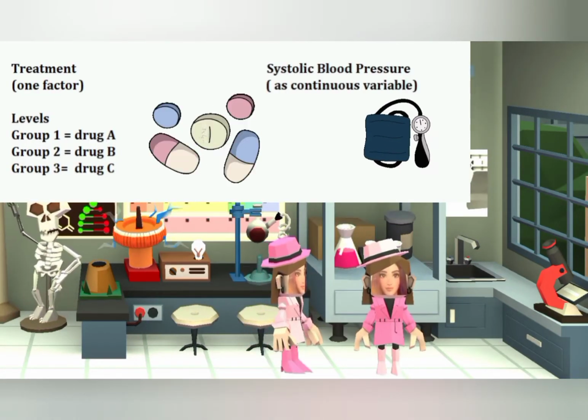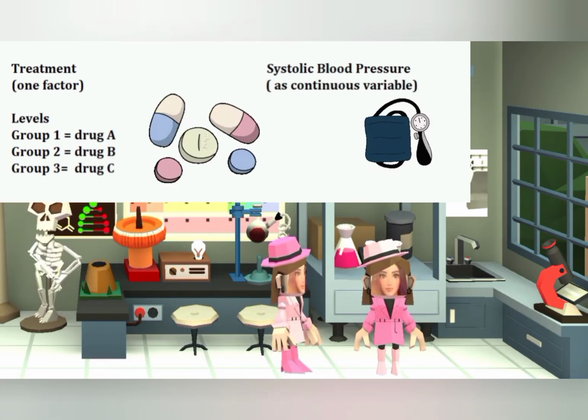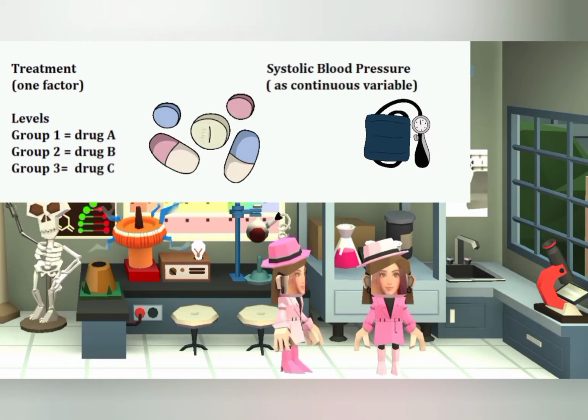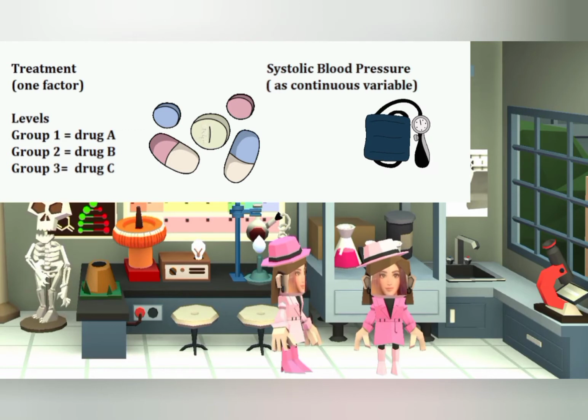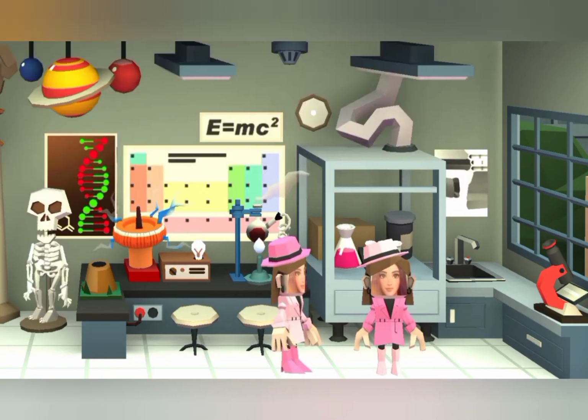Here, we want to know if there is a difference in controlling isolated systolic hypertension when comparing 3 different classes of antihypertensive drugs. So, the independent variable is the treatment, and it is a categorical scaled variable with 3 levels, which means 3 groups: drug A, drug B, and drug C groups. And the dependent variable is a continuous variable, which is systolic blood pressure.